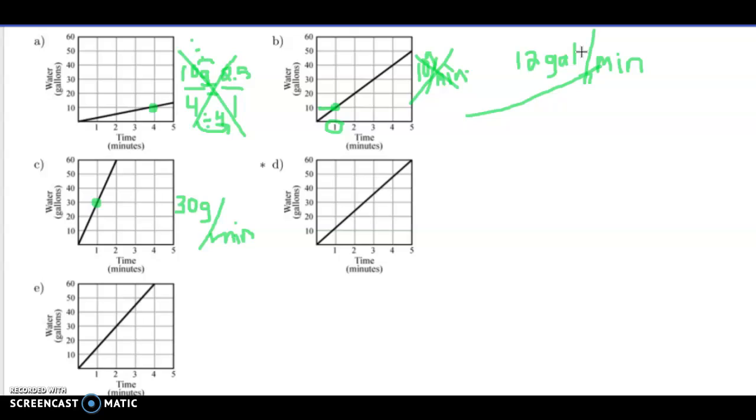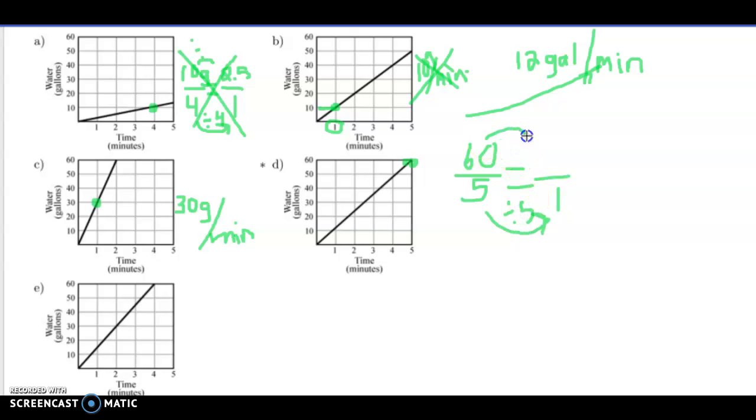All right, so let's look at letter D. I'm going to find a beautiful point on my graph. This one's a little bit harder to find a point on the graph. Oh, here's one right up here. Beautiful. So at 5 minutes, it's using 60 gallons. So I've got 60 gallons in 5 minutes. But that is not a unit rate. Remember, a unit rate is per minute, which is 1. I'm going to divide the bottom by 5 to get to 1.